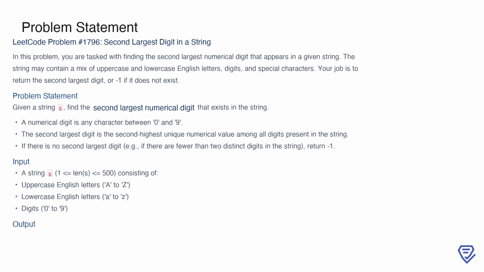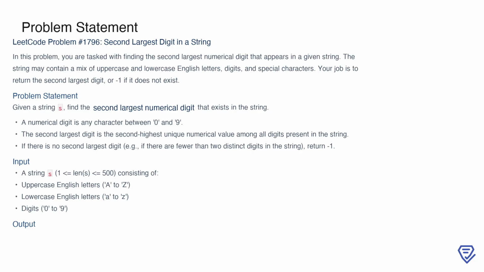In this problem, you are given a string that can contain uppercase and lowercase letters, digits, and special characters. Your task is to identify the second largest numerical digit that appears in the string. A numerical digit refers to any character between 0 and 9, so we are only concerned with these. The second largest digit is defined as the second highest unique value among all the digits in the string. If the string contains fewer than two distinct numerical digits, you should return -1.